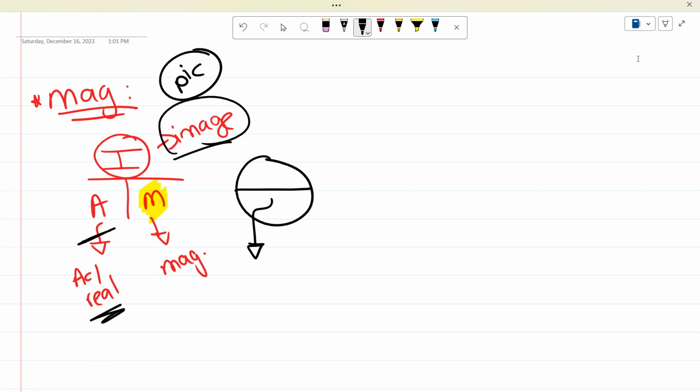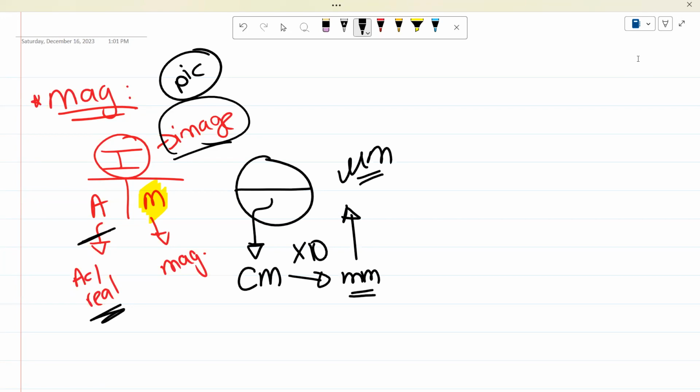It will be in which units? Millimeter. Okay, if your ruler has a millimeter unit, fine, but usually it is in centimeter. How do I convert from centimeter to millimeter? Times 10. Yes, and then if there is a smaller unit than that, it will be in micrometer. How do I convert the millimeter to the micrometer? Multiply by 1000. Yes, multiply by 1000.